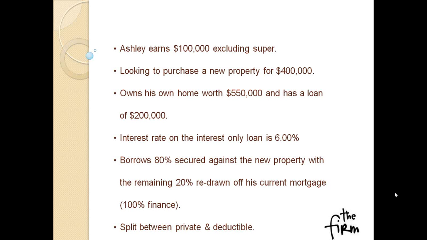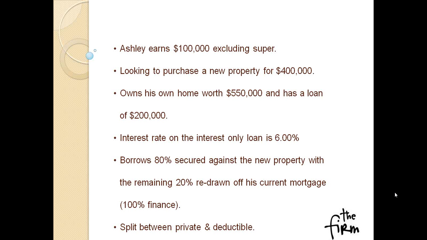After speaking to Brendan at More Mortgage Options, he's been able to organise an interest-only loan at 6%. The way the loan is to be structured is he borrows 80% against the new property and the remaining 20% is borrowed using a redraw available against the mortgage on his current home. Effectively, this means that Ashley has two loans to buy this property. One large loan secured against the rental and one smaller one secured against the family home.